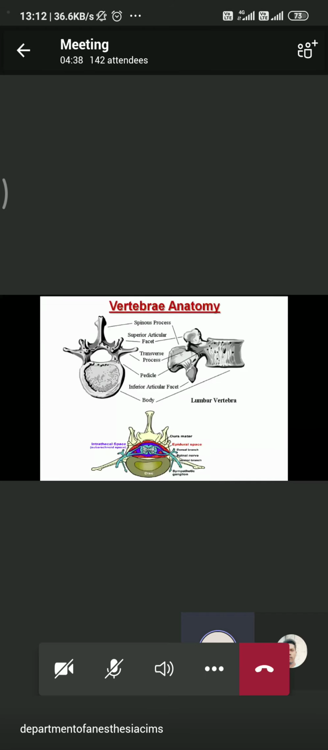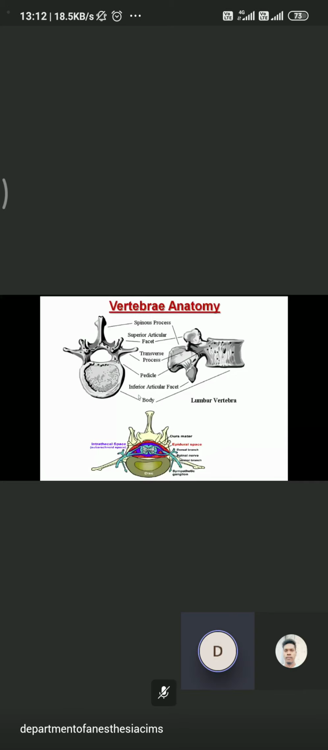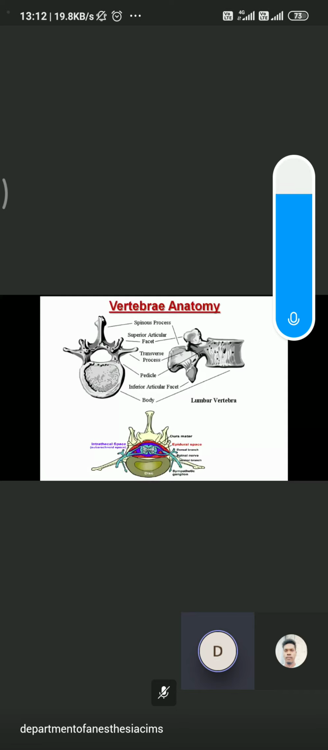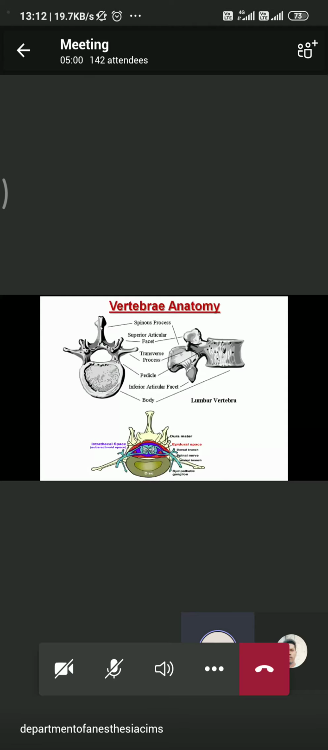This is the picture of the vertebra. This is the body. This is the inferior articular facet. This is very important because while giving spinal anesthesia, we palpate the spinous processes, and in between the spinous processes of the vertebrae above and below, we insert the needle and inject the drug.